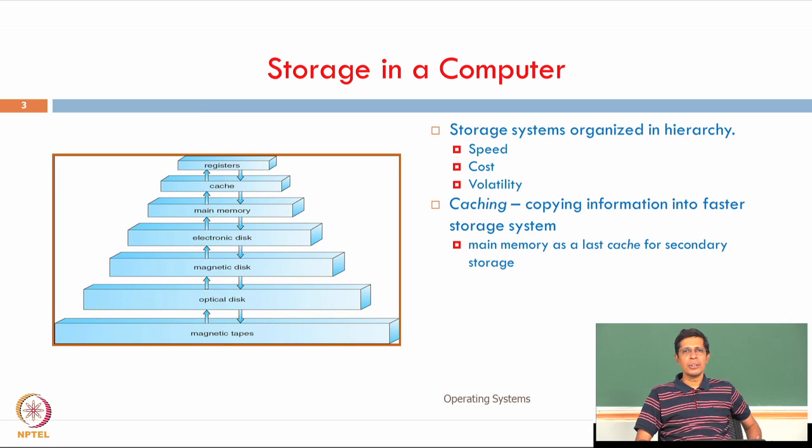So as you see, we have registers, we have cache memory, we have main memory, then we have electronic disk, then magnetic disk, optical disk and magnetic tapes. The last four, namely the electronic disk, magnetic disk, optical disk and magnetic tapes, are non-volatile storage, while the main memory, cache and registers are all volatile storage. Now as I go down the hierarchy from registers to magnetic tapes, the amount of time I spend to store data and retrieve it back, to read and write from that memory, actually increases.